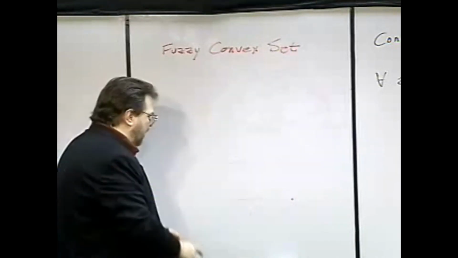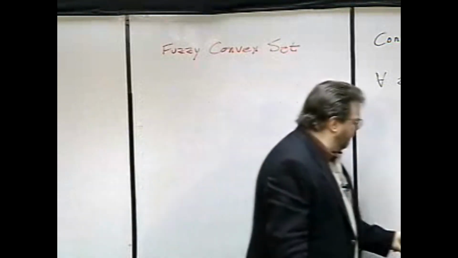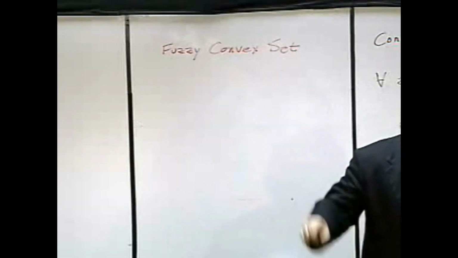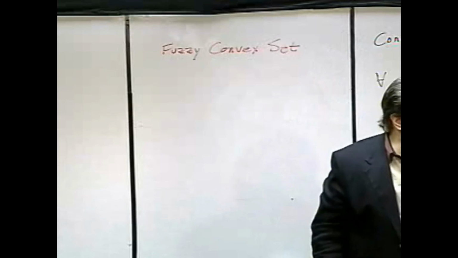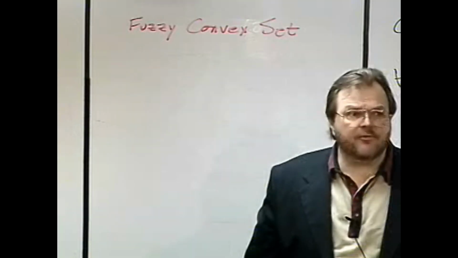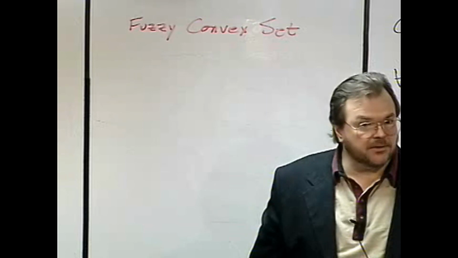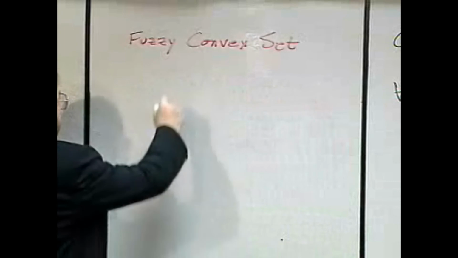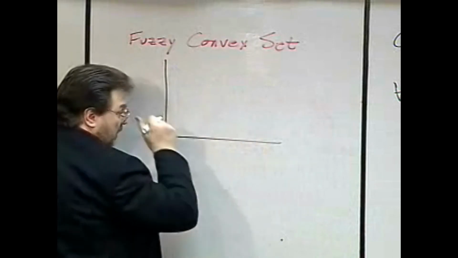Before we get into fuzzy convex sets, you'll notice that all the membership functions that we have drawn so far have been basically one-dimensional. We've done one-dimensional sorts of plots. There's really nothing to say we can't have two-dimensional fuzzy membership functions, such as we did for the outer product, Cartesian expansion.